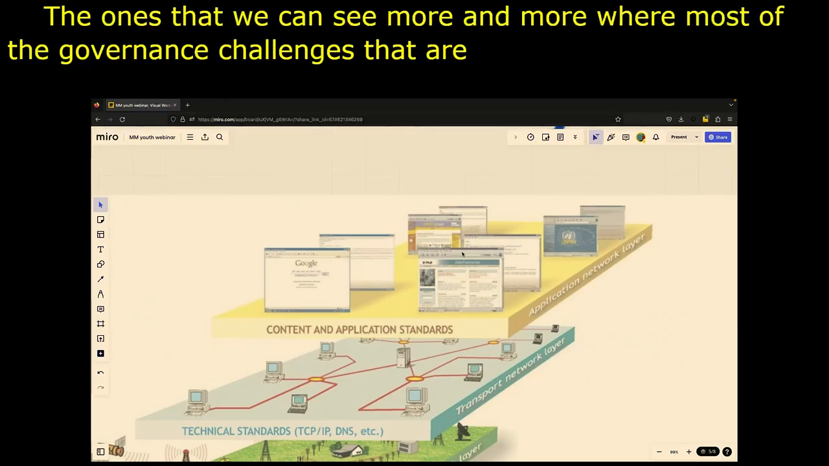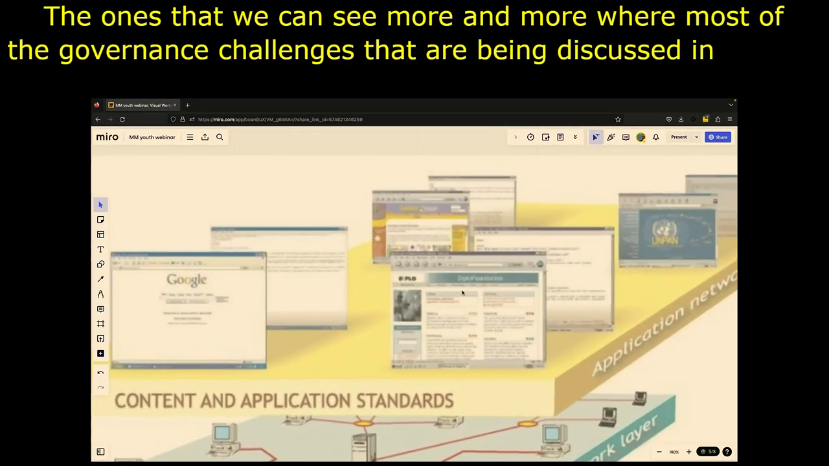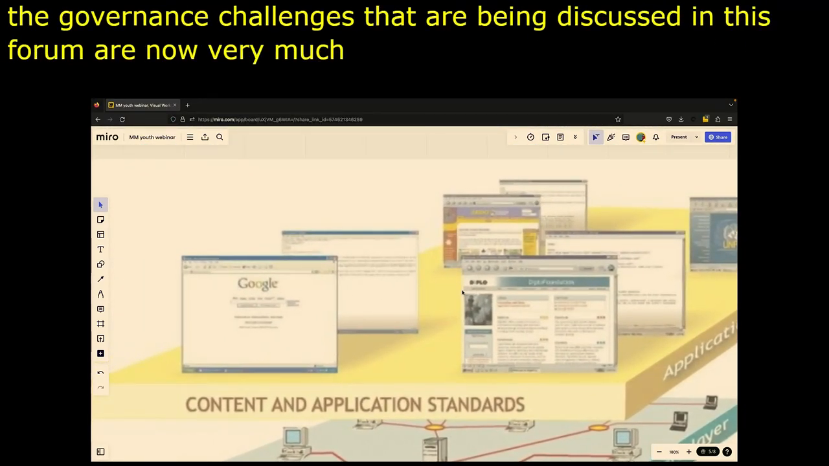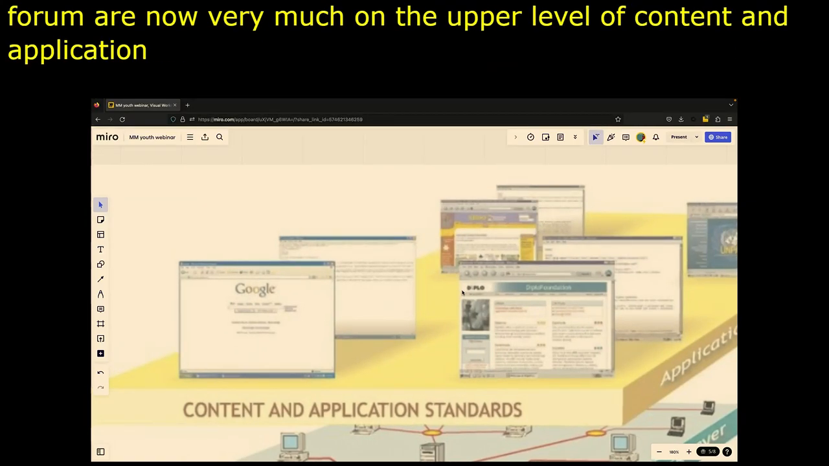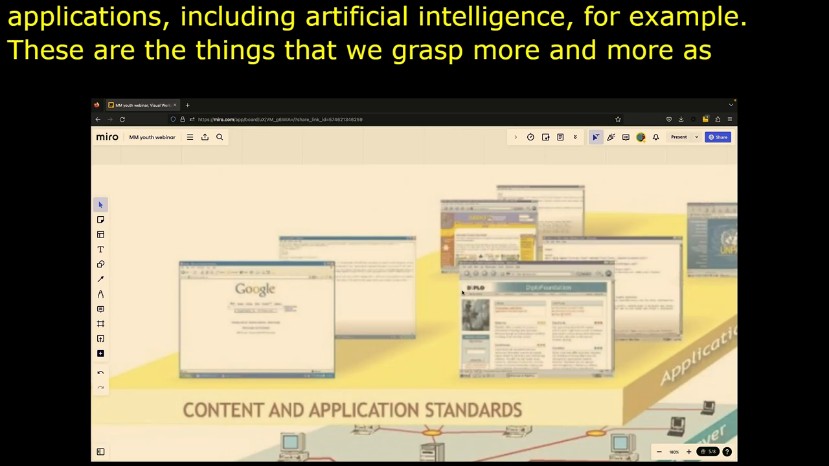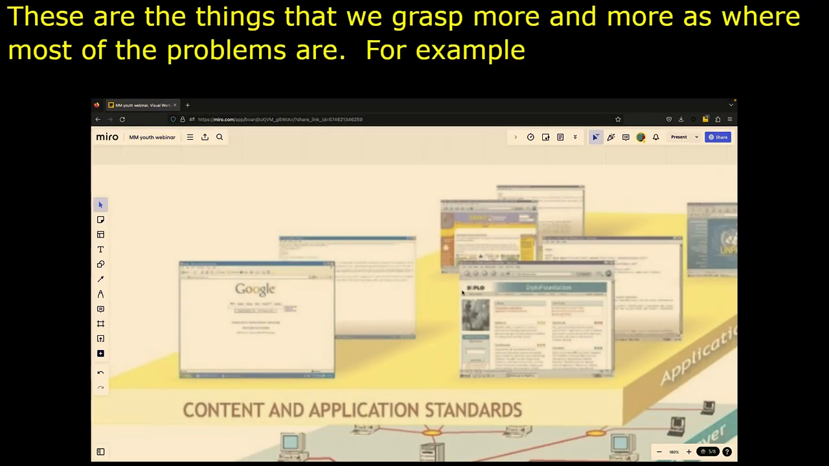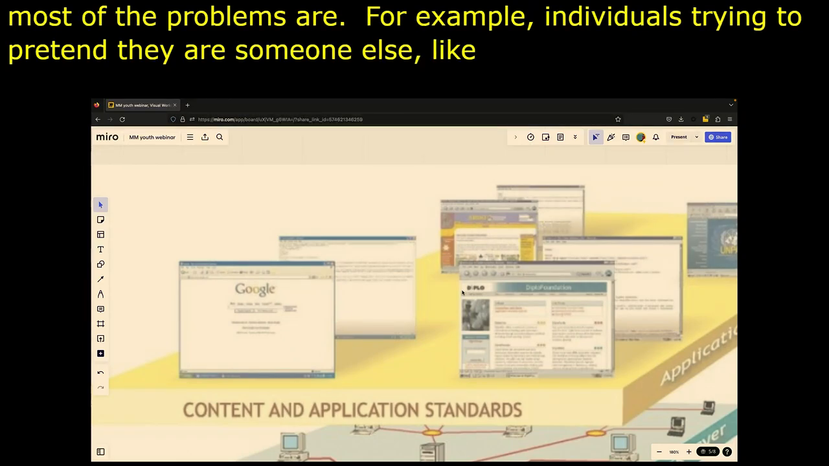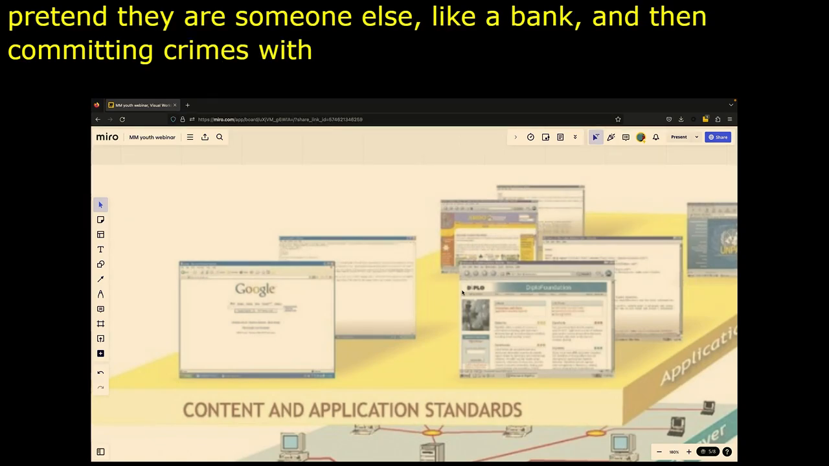The ones that we can see more and more, and where most of the governance challenges that are being discussed in this forum are now very much on the upper layer of content and applications, including artificial intelligence, for example. These are the things that we grasp more and more as where most of the problems are. For example, individuals trying to pretend that they are someone else, like a bank, and then committing sort of old-style crimes with new technologies in new places.